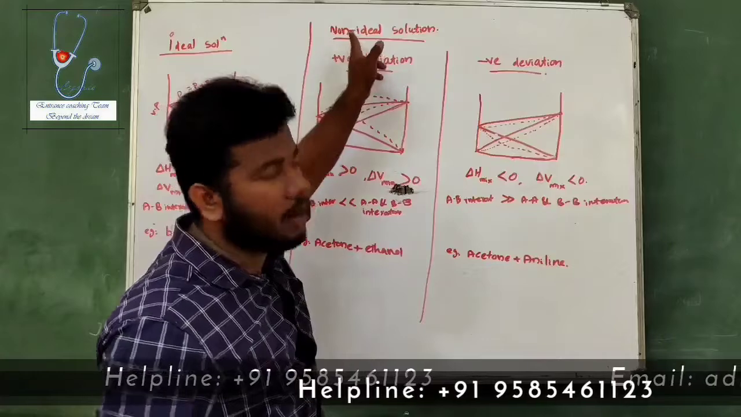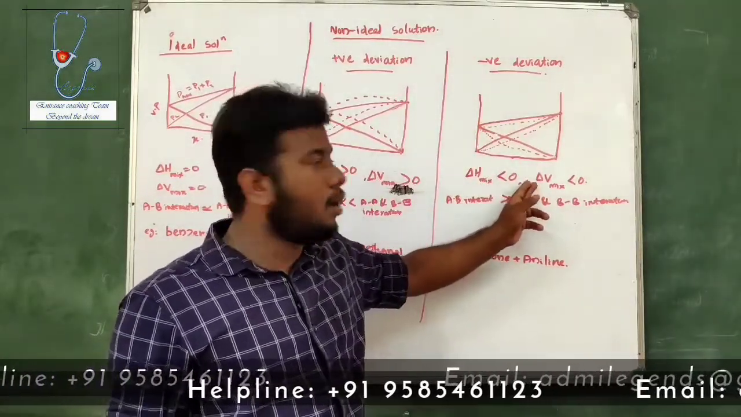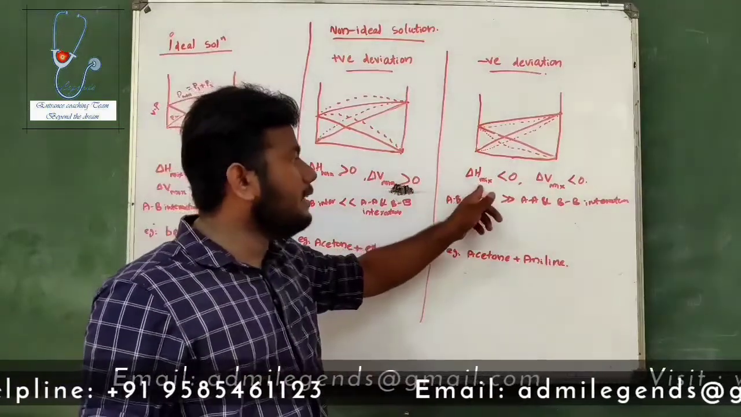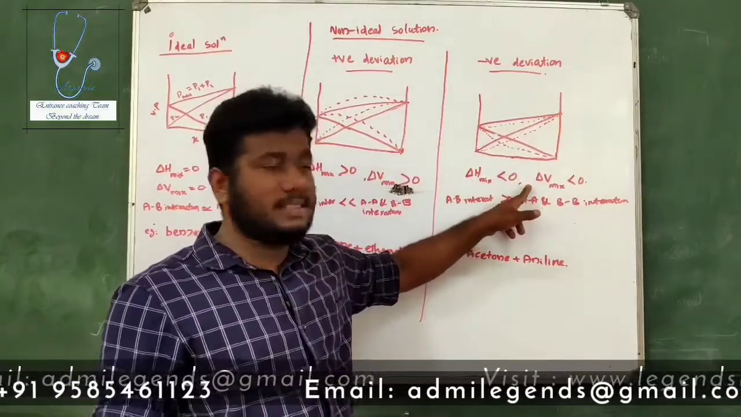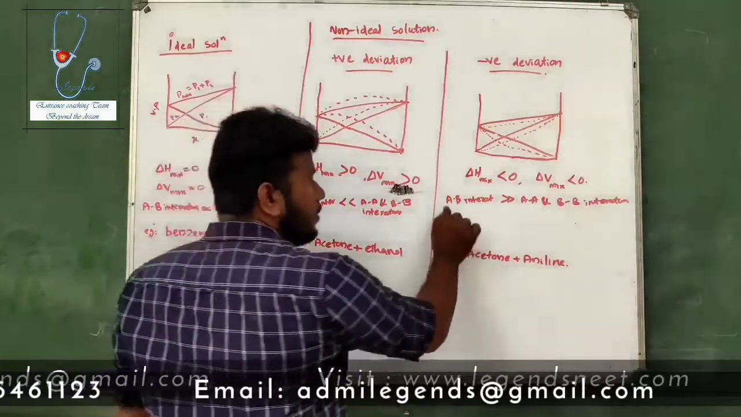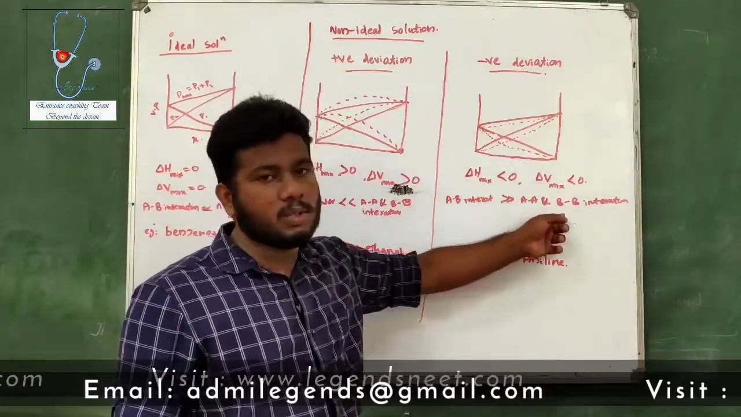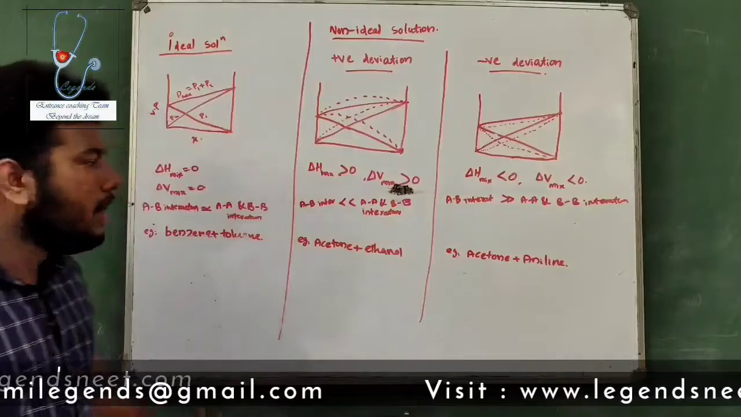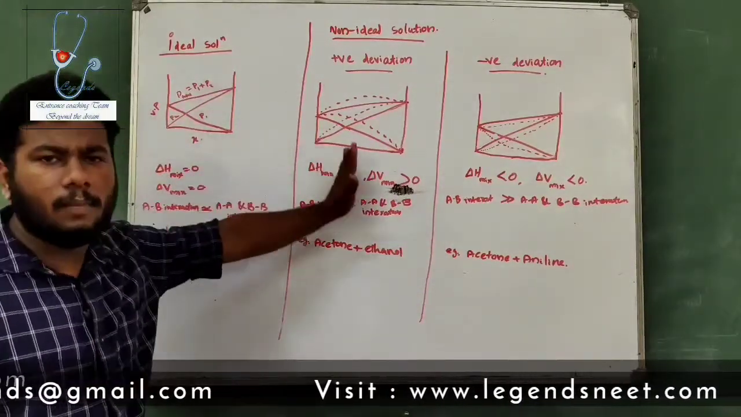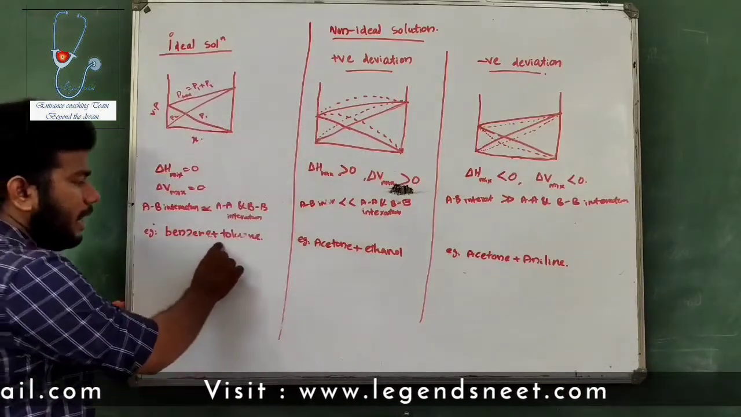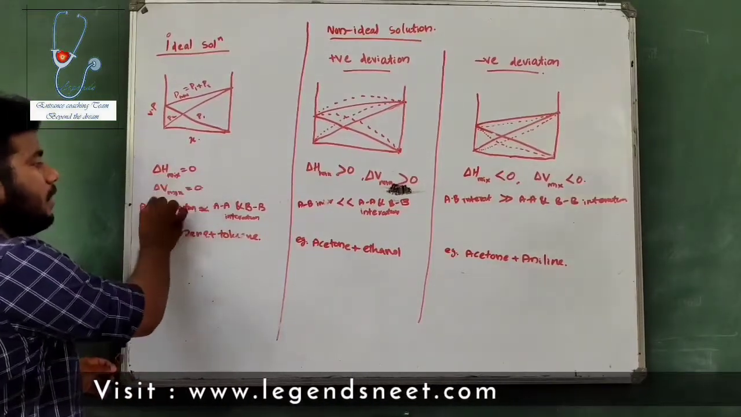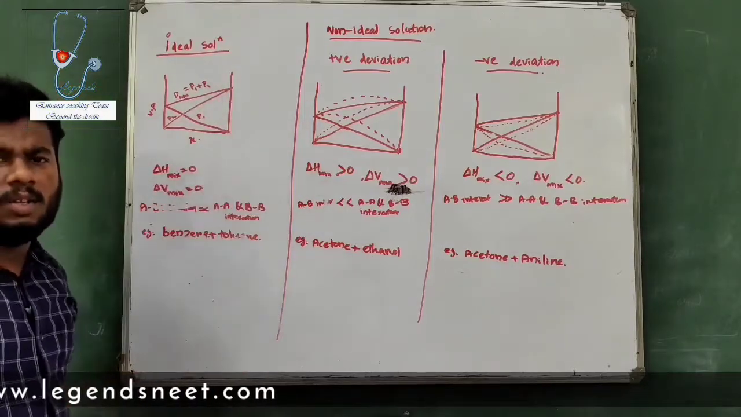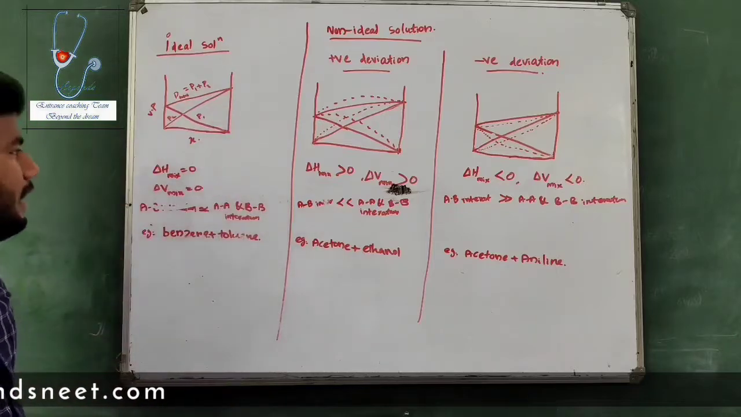Next, come to negative deviation. A negative deviation from Raoult's law means delta H mix is less than 0 and delta V mix is less than 0. Here for positive deviation, delta H mix is greater than 0 and delta V mix is greater than 0. And solvent-solute interaction is greater than solute-solute and solvent-solvent interaction. An example for negative deviation is acetone plus aniline. You just write all these in your notebook and study well, because this is a very important point. In some exams they ask about examples, this thermodynamic relation, and this interaction point. You must write and study this topic well: ideal and non-ideal solution.